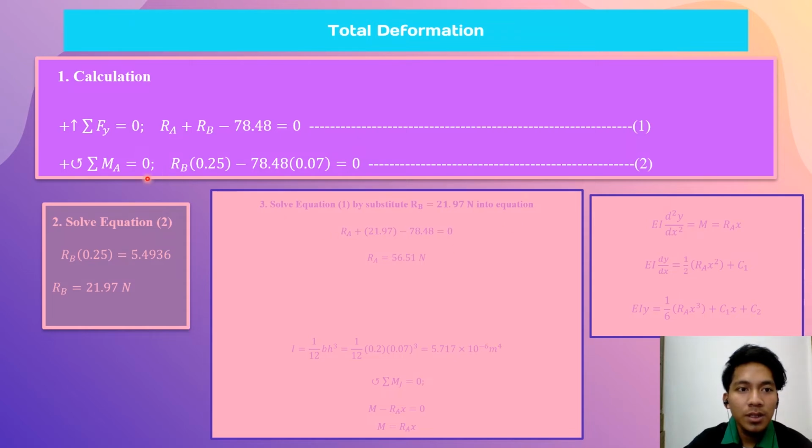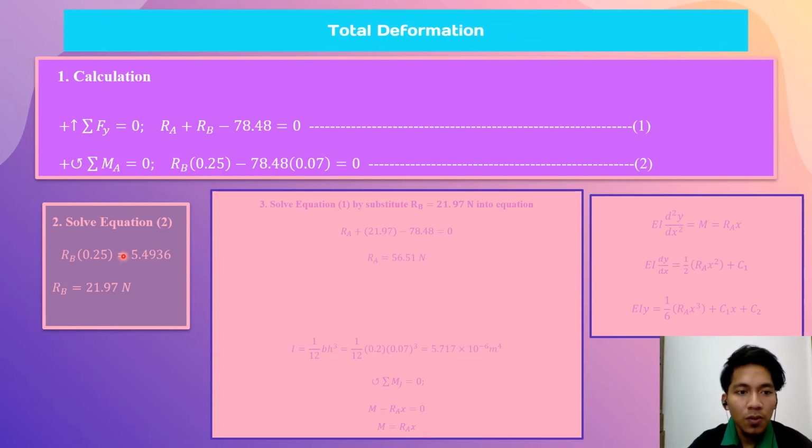The first step is we will find the total reaction in the y direction, which is RA plus RB minus 78.48 equal to 0. And this one will act as equation number 1. The second one is we find the moment inertia at point A, which is RB times the distance and 78.48 times the distance equal to 0. And this will act as equation number 2.